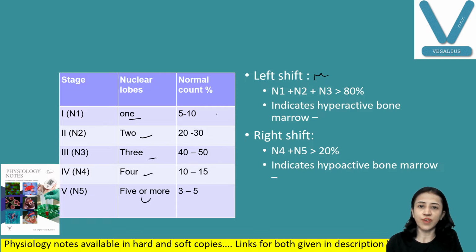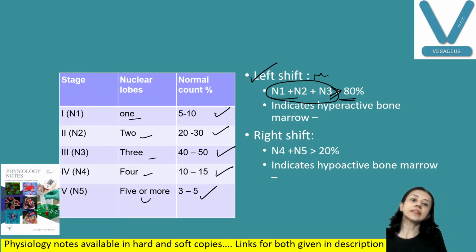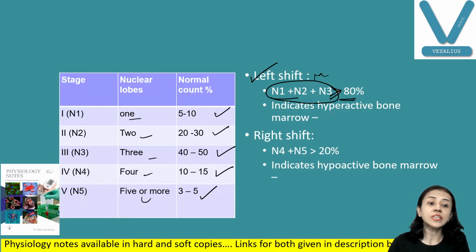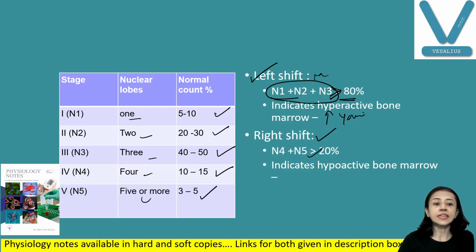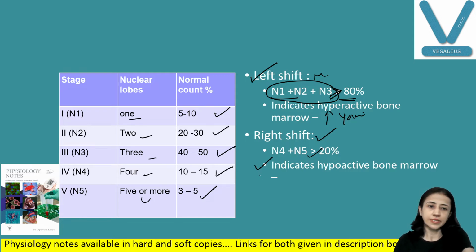You can write down this also: 5 to 10%, 20 to 30, 40 to 50, 10 to 15, and 3 to 5. When left shift is there, N1 plus N2 plus N3, normally this is 80%, but when it is more than 80%, you can say that this is left shift, and that indicates that bone marrow is hyperactive, increased production of the young neutrophil. Right shift means when N4 plus N5 is more than 20%, and that indicates hypoactive bone marrow, means bone marrow produces less amount of young cells, so you can say that old cells are increased.